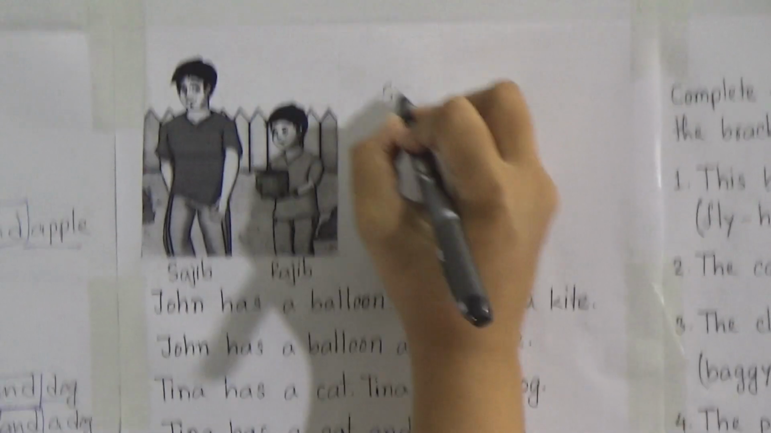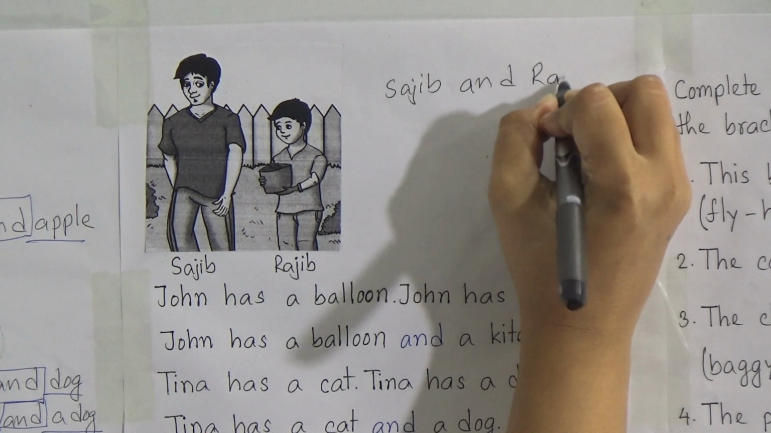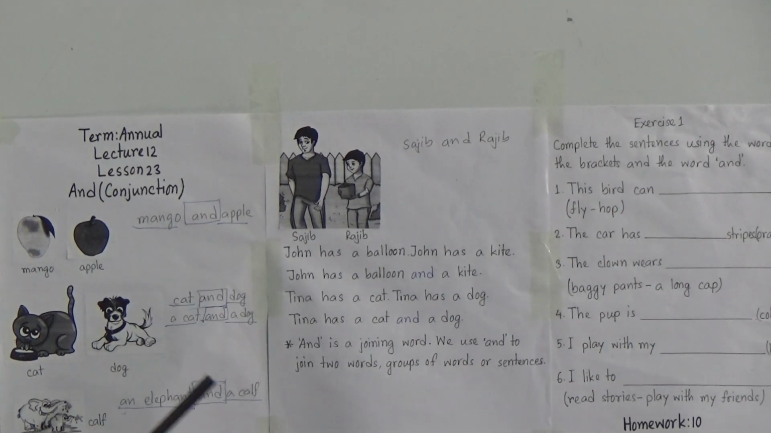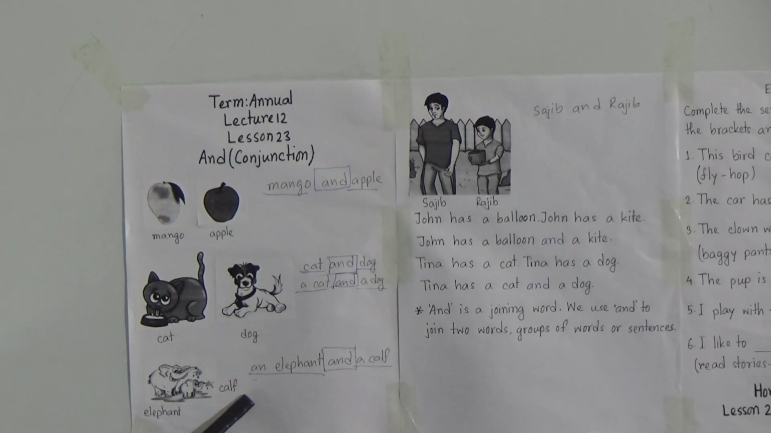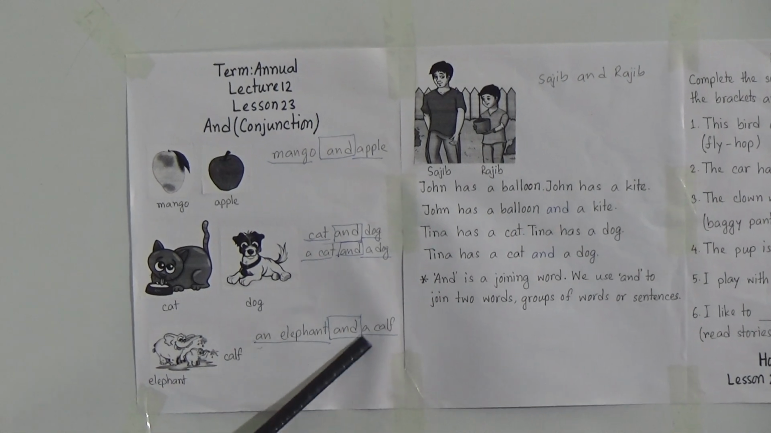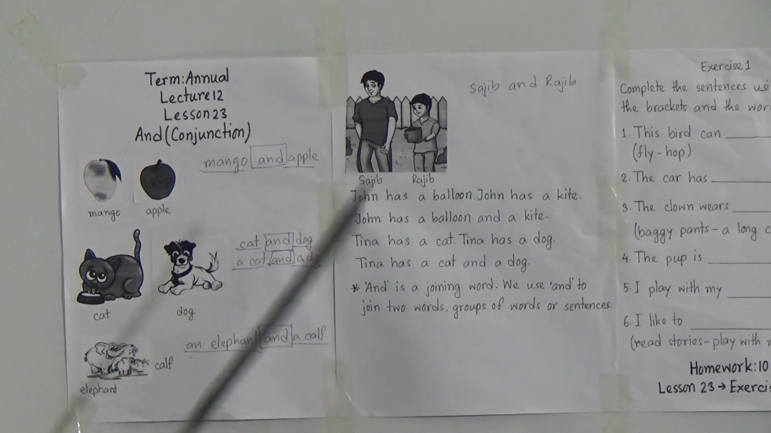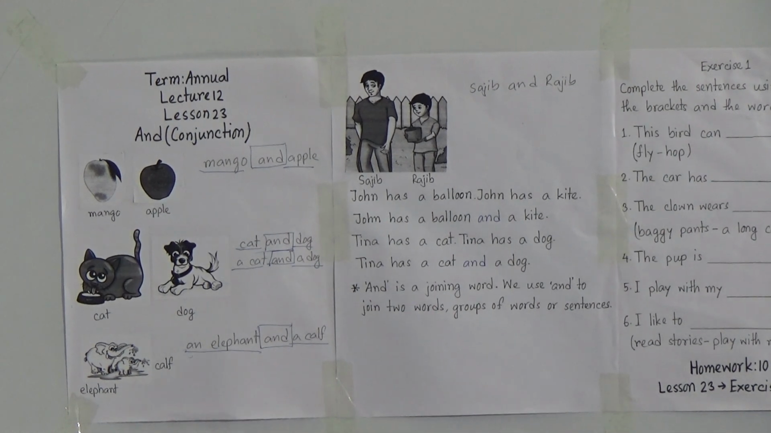Now look, Shajib and Rajiv. So now look, my dear students, we can make sentences like this: I ate a mango and an apple, or I have a cat and a dog, or there is an elephant, there are an elephant and a calf, or Shajib and Rajiv are two brothers. So my dear students, "and" is a joining word, and we can also join the sentences using "and."